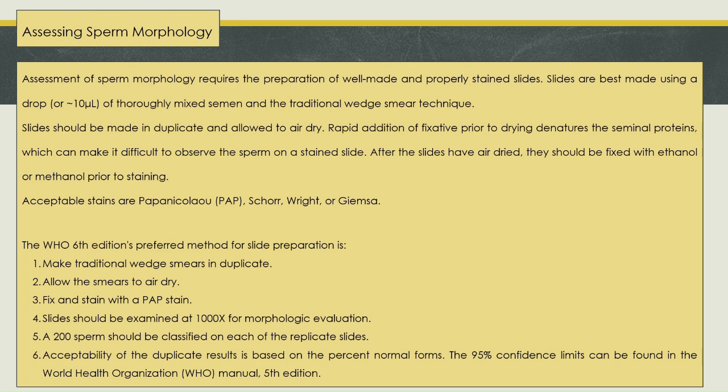The WHO 6th edition's preferred method for slide preparation is: 1. Make traditional wedge smears in duplicate. 2. Allow the smears to air dry. 3. Fix and stain with a PAP stain.